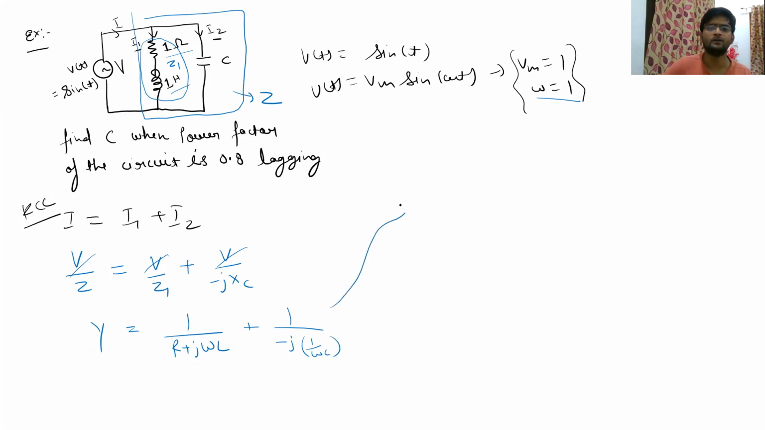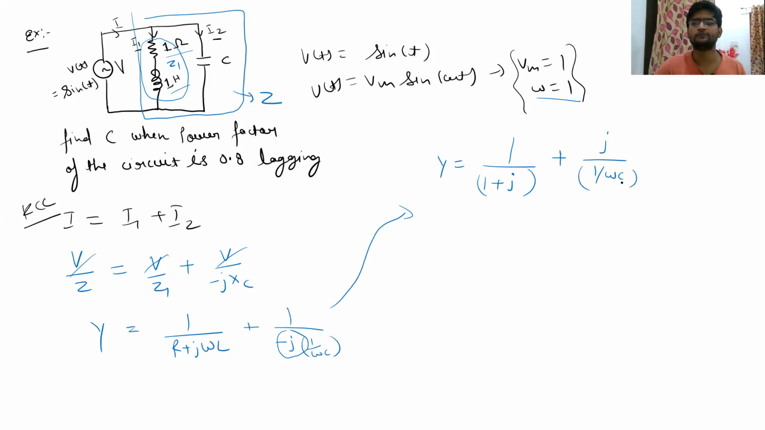So from here we will get Y is equal to 1 upon 1 plus J, right? So how did we get this? Since omega is 1 and L is also 1 and R is also 1, we will get Y is equal to 1 upon 1 plus J. Let us take this minus J to the denominator. So we will get plus J upon 1 upon omega C.